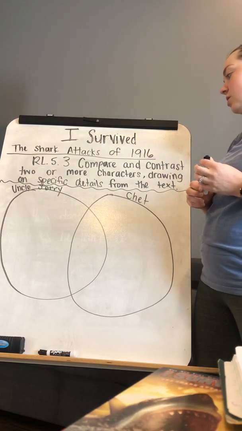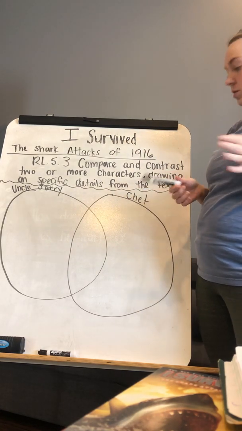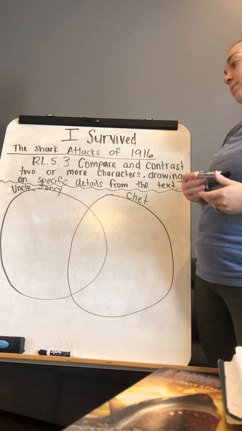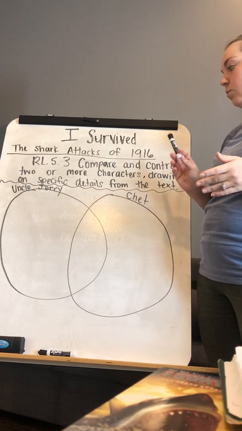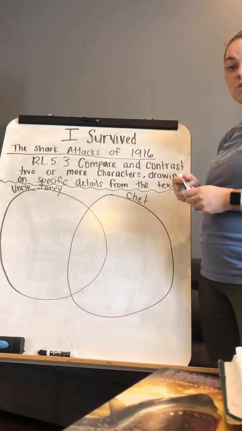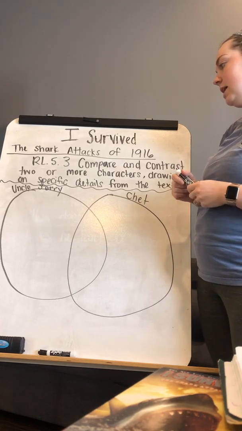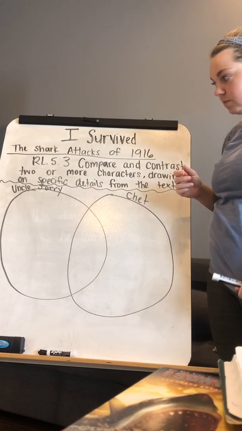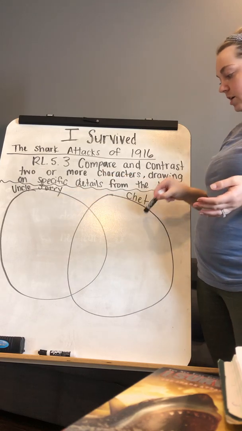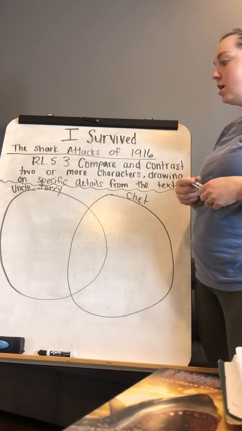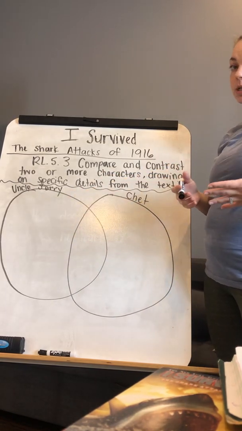Today we are going to talk about RL.5.3, and that is compare and contrast two or more characters or settings or events, drawing on specific details from the text. And we're just going to focus on two characters from the book we've been reading today. So two of the characters in our book were Uncle Jerry and Chet. Chet being the main character, then Uncle Jerry was also a pretty big character.